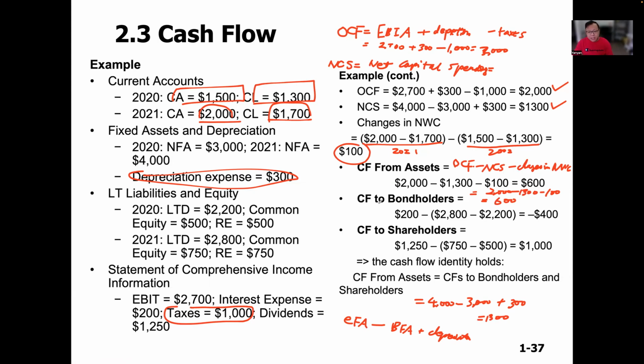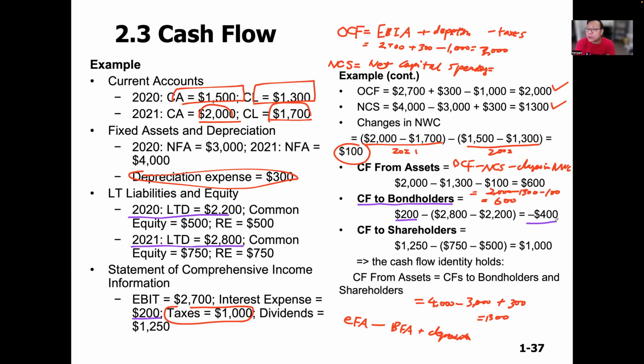And now let's think about the cash flow to bondholders. Bondholders. So cash flow to the creditors, because you pay the interest. So that's 200. Here, that's the interest, 200. And minus the new loan you obtained from the bank. So do we have any new loans? Okay, now let's take a look here. 2021 long-term debt is 2,800, but 2020 the long-term debt is only 2,200. So therefore, the difference is 600. Okay, so 200 minus 600, you get negative 400.